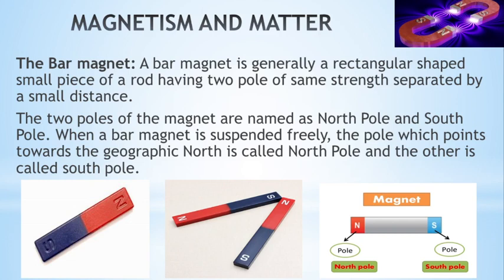The pole or the side which is towards the north direction is called north pole. The side or the pole which is towards the south direction is called south pole. And these two poles have the same attracting property. The attractive property of north pole is equal to the attractive property of south pole.